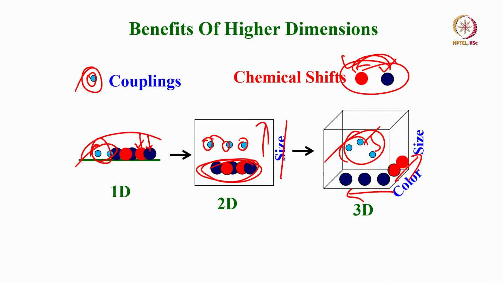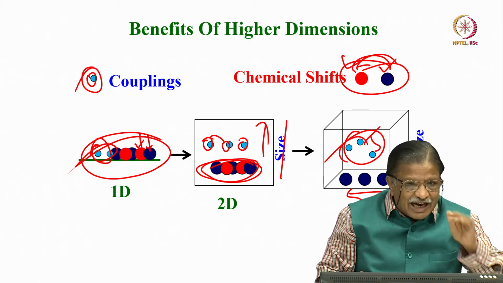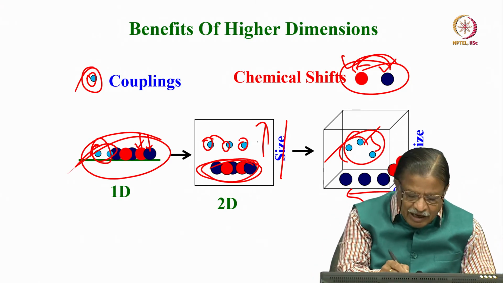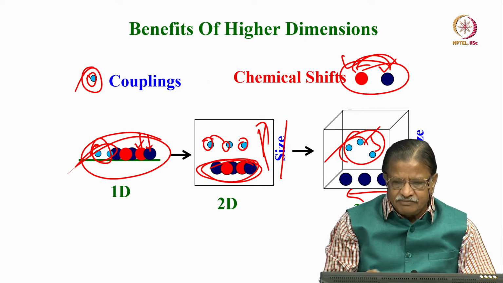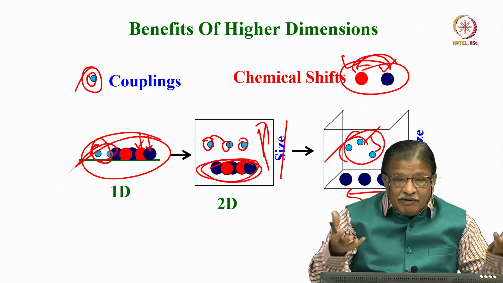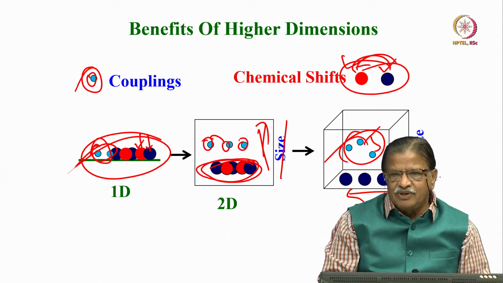Look at this, it was all clumsy, everything was overlapped, and it was a complex spectrum. It was very challenging to analyze. 2D helped us a bit in resolving the information, getting better resolution. If you go to 3D, even better resolution you are going to get.